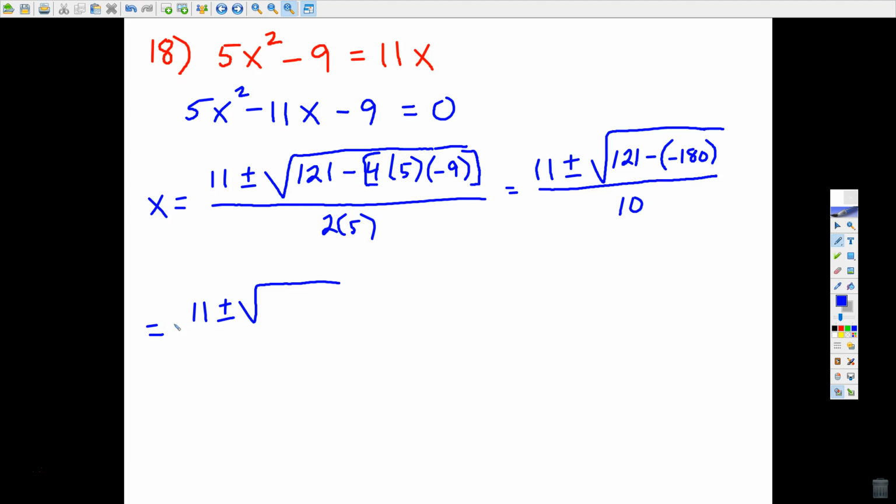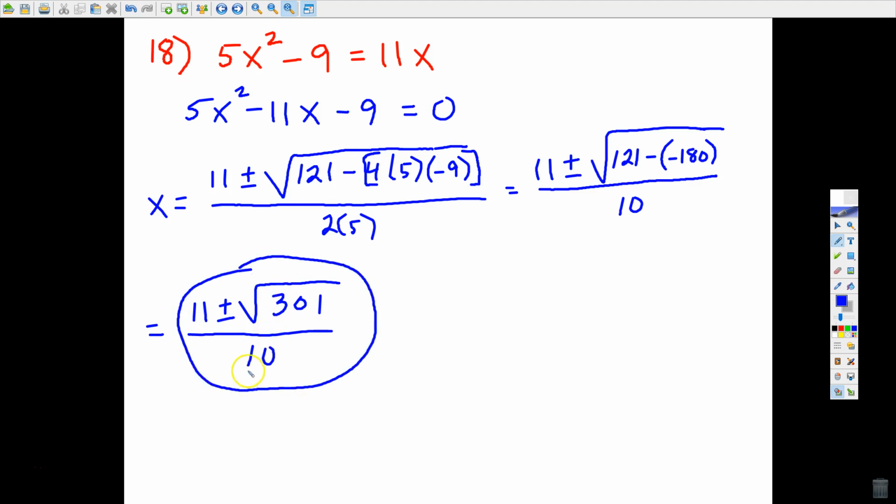Yep, so we have the square root of 301 all over 10. Now at this point, there is no perfect square root for 301. There are no perfect square root factors of 301. So in other words, there's no way to simplify the square root of 301. There is no way to reduce, obviously, because I would have to be able to divide into all three of these numbers by something other than 1. And that's not possible. So as it turns out, this is going to be my final answer for number 18.